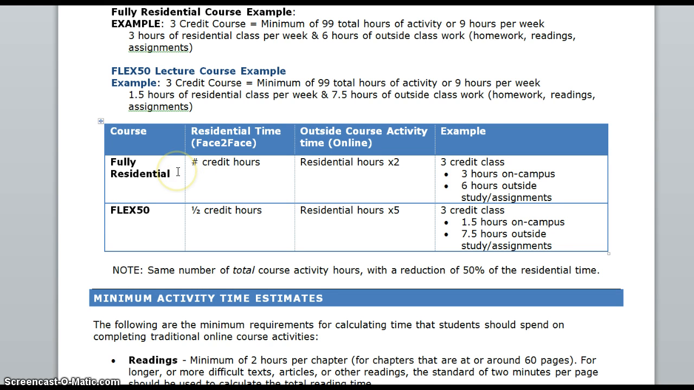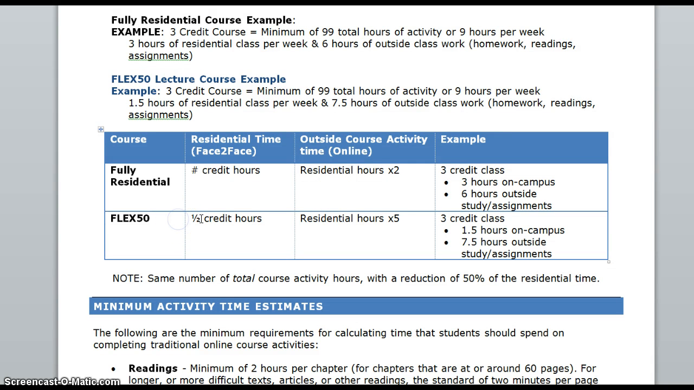So if you have a fully residential course, the residential or face-to-face time is going to equal the number of credit hours that you have. This is just in a lecture-based course, not laboratory or blended environment. So traditional lecture-based course, the number of credit hours will equal how much residential time you have. Outside course activity time will be that residential hour component times 2. So in a 3 credit hour class, we have 3 hours on campus, 6 hours of outside activity. Again, assignments, study, reflection, reading, all of those things are considered as part of it.